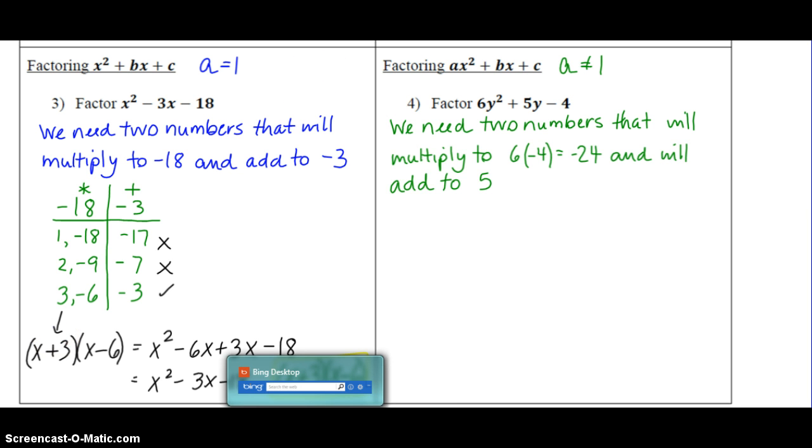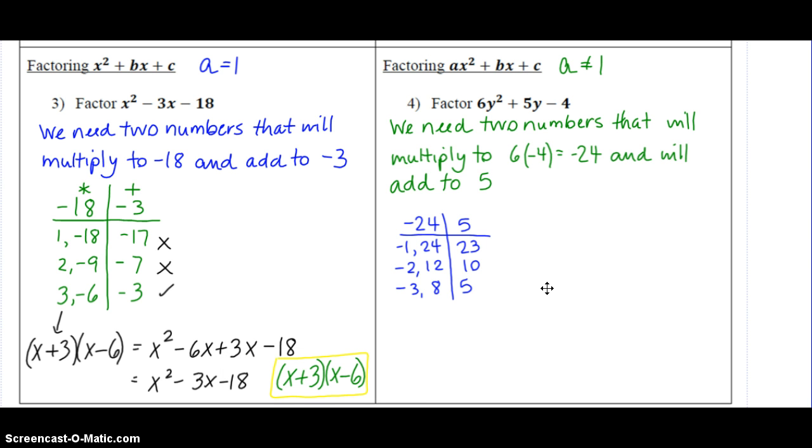So we need two numbers that will multiply to negative 24 and will add to 5. So we set up our t-table and we tried, again, going in 1, 2, 3 order, but knowing that when we add the numbers together, we need to end up with a positive. So that means that the larger of our two numbers is going to be positive, and the smaller one will be negative because we have a negative term when we multiply them to each other.